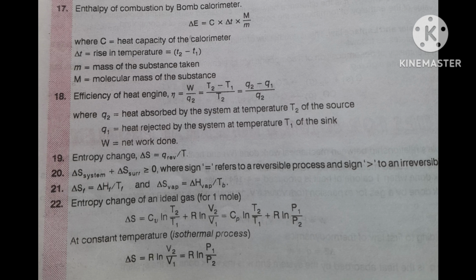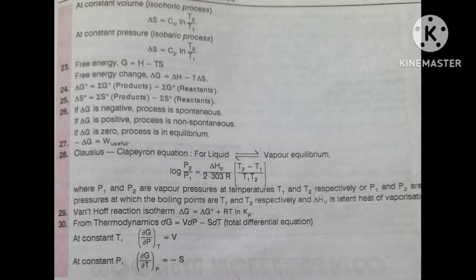And third, if delta G is 0, then the process is in equilibrium. A very, very important condition. If the delta G value is 0, then the reaction or process is in equilibrium. And one more relation which I have already discussed: minus delta G is equal to W useful, the useful work done. Minus delta G is equal to W, but that work done should be useful.